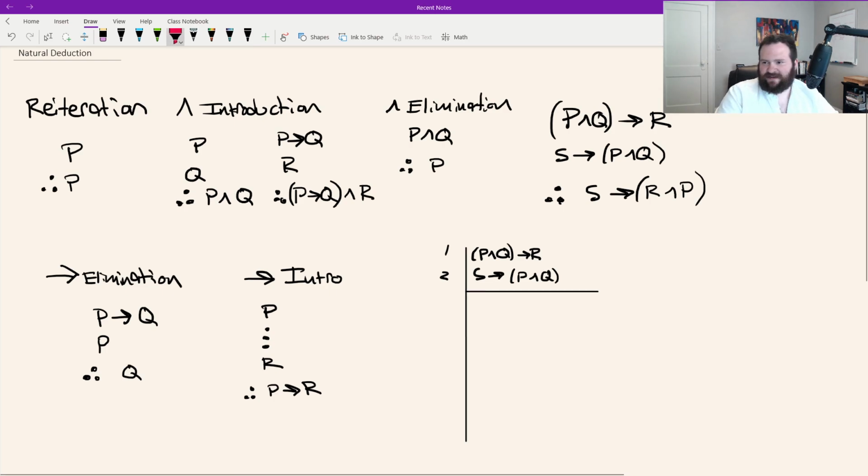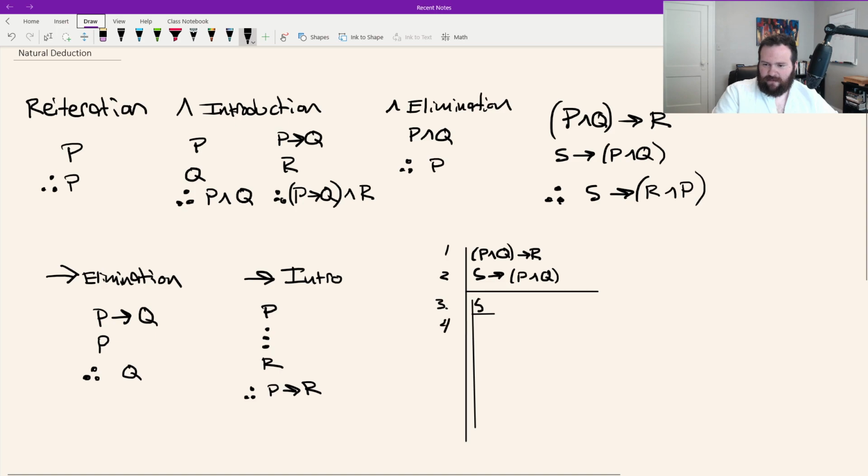Now, first thing I notice, the conclusion I'm trying to derive is a conditional. So I'm very likely going to need to start with an assumption for the sake of a conditional introduction. How do I do that? I'm going to start by assuming the left side. So I'm going to assume S on line 3. Now I need bars to indicate that this is indeed an assumption. Left bar, and then we need the horizontal bar.